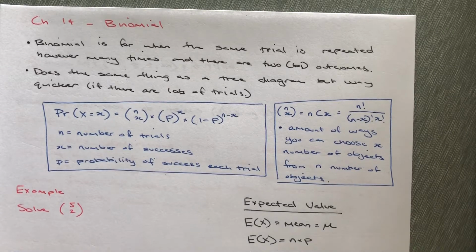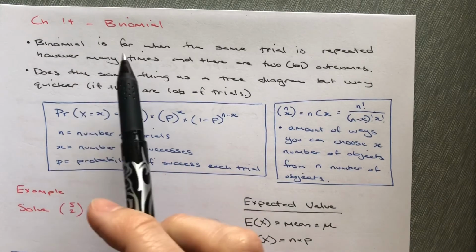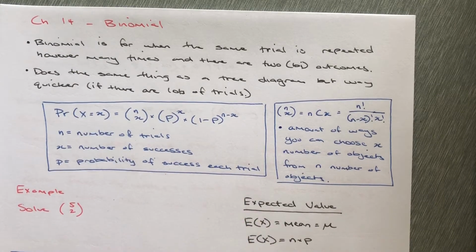Alright, so let's look at binomial now, which was chapter 14. So binomial, and it says it just here, I'll just repeat it, is for when the same trial is repeated however many times and there are two outcomes. Now, a few people ask me, isn't this just like a tree diagram?